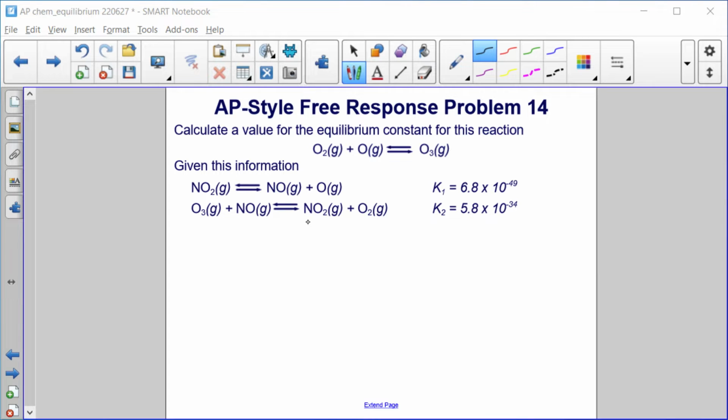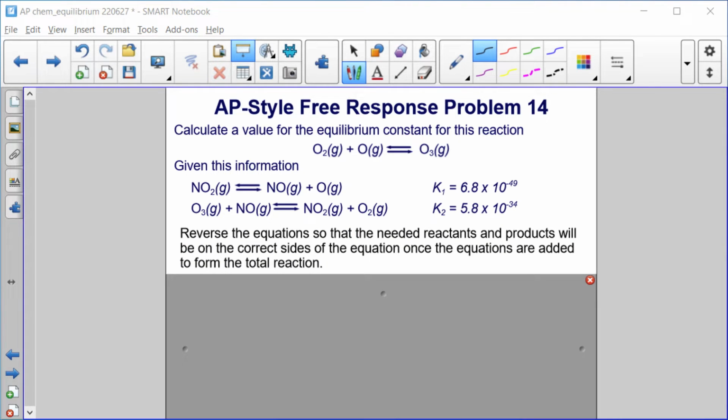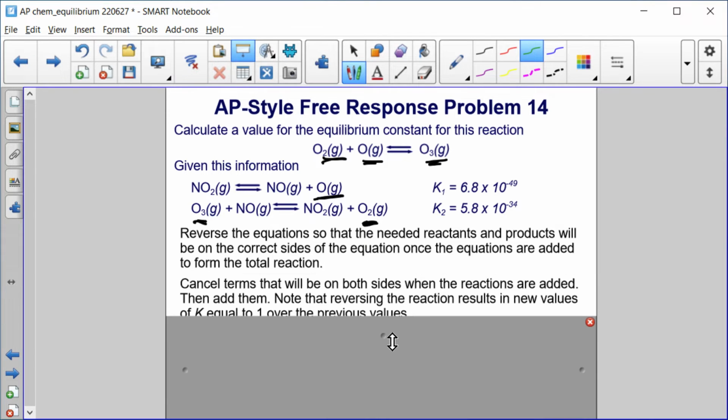So let's take a look. The first thing we have to notice is that in these two reactions, they're in the wrong order. I have oxygen as a product here, but a reactant here. I have O3 as a reactant, but a product here. O2 as a product, but a reactant in my overall reaction. So the first thing I need to do is reverse the equations so that the needed reactants and products will be on the correct sides of the equation once the equations are added to form the total reaction.